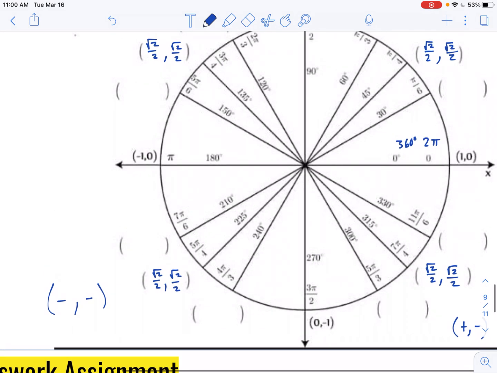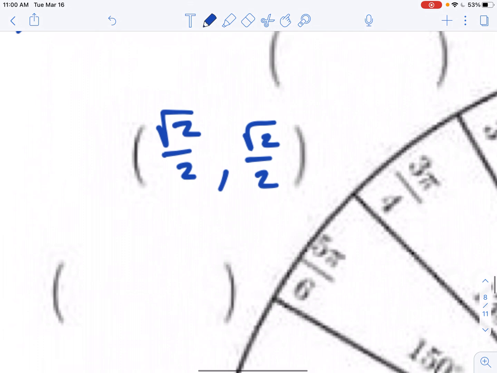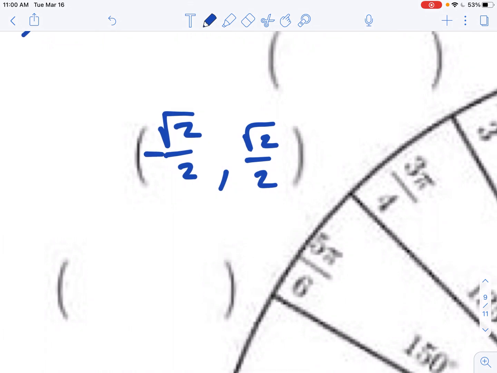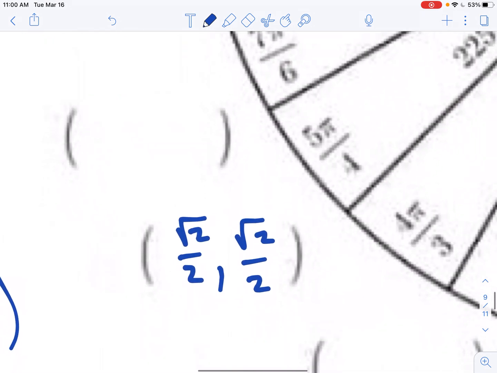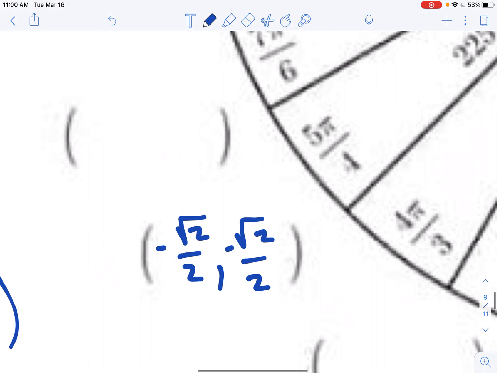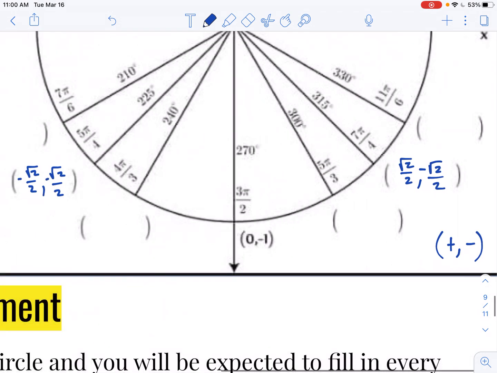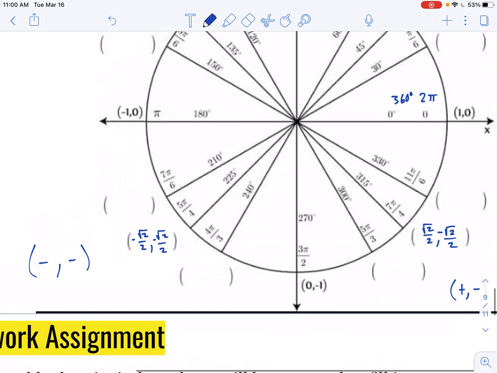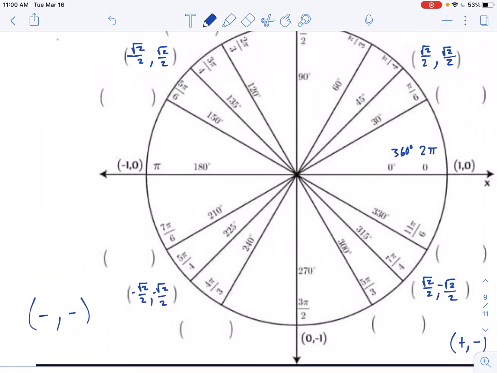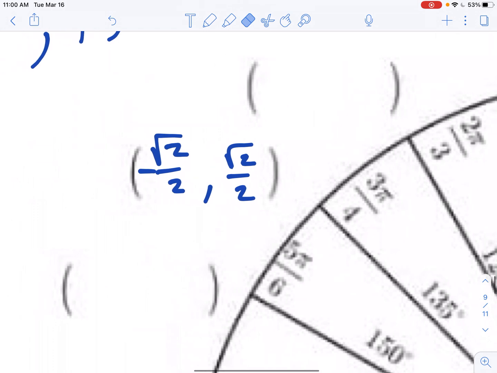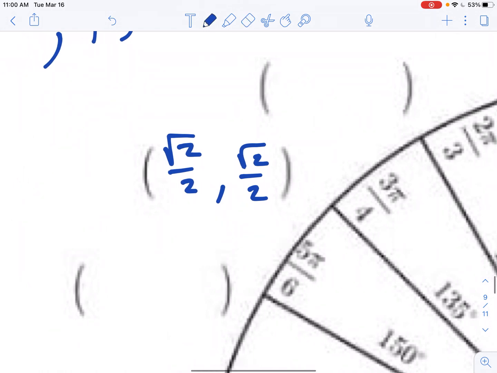Now I just have to go through and pay attention to my signs. In quadrant 2, my x value is negative and my y value is positive. In quadrant 3, my x and y values are negative, and in quadrant 4, my x value is positive and my y value is negative. So now I've got every single side length labeled for all of my pi over 4 angles.